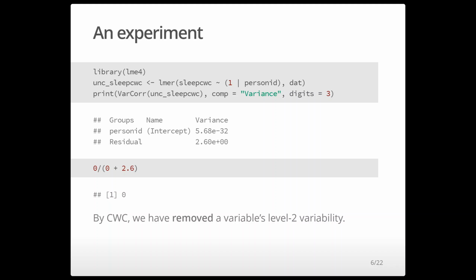So here we fit our unconditional model with a centered within cluster variable as our outcome. And it's an unconditional model again because it only has the cluster means as the predictor. And we print the variances, and what we see is the cluster mean variance is basically zero. This is just a rounding error. It should be zero. It's so small as to not even be meaningfully interpretable. And so the ICC is also zero. And what this tells us is by centering within cluster, what we've done is we removed the variable's level 2 variability. Now it only has level 1 variability.